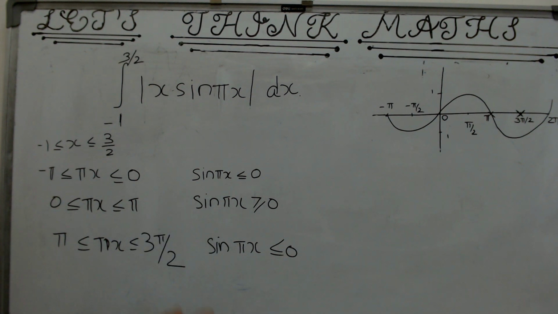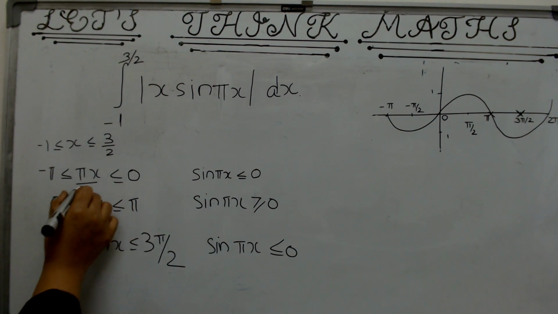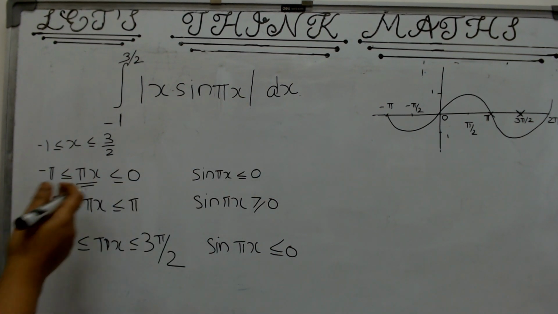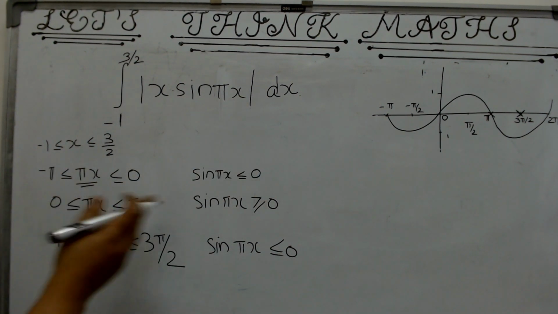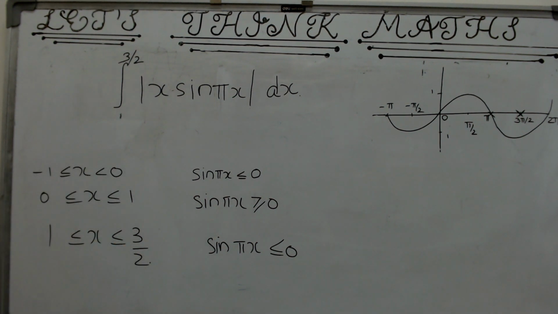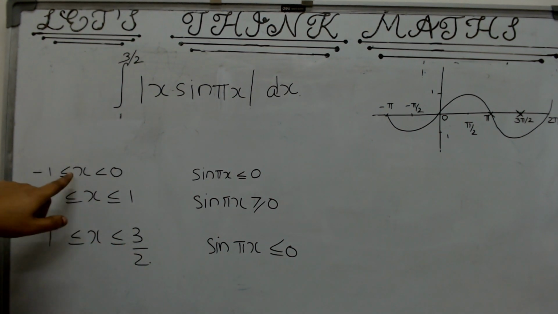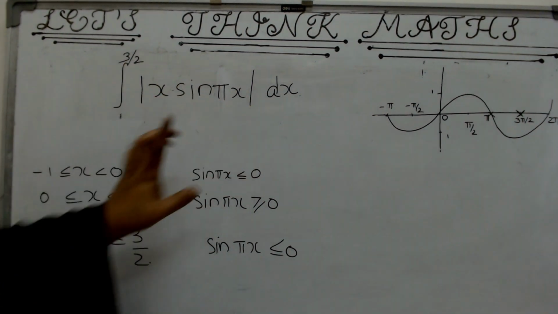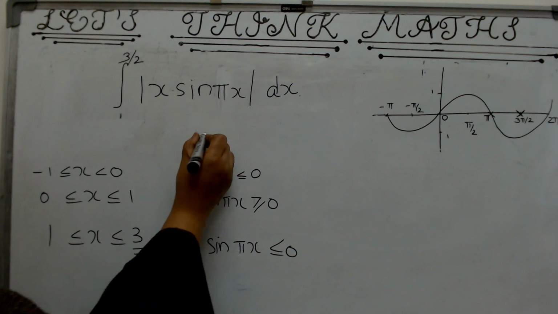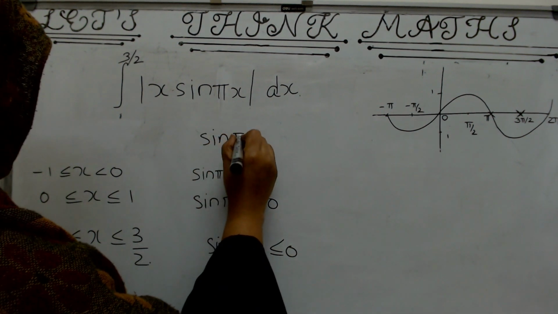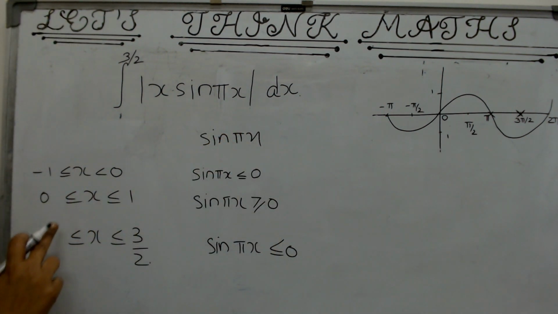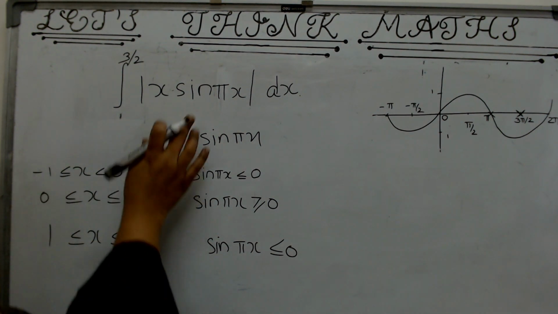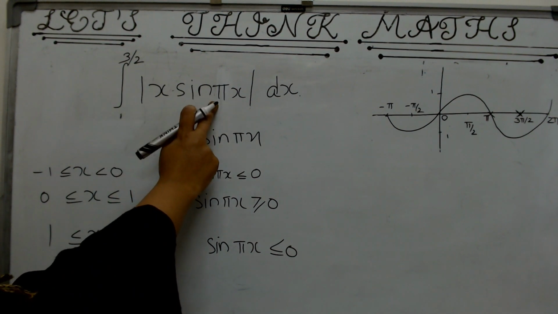But then coming back to our question, our limits are for x. It is not for pi x. So how do we get it back to x? Divide throughout by pi. Now dividing throughout by pi, it was in pi x, we got it back to our original limits which are just for x. So now we have got what sine pi x does. It changes in these three intervals.